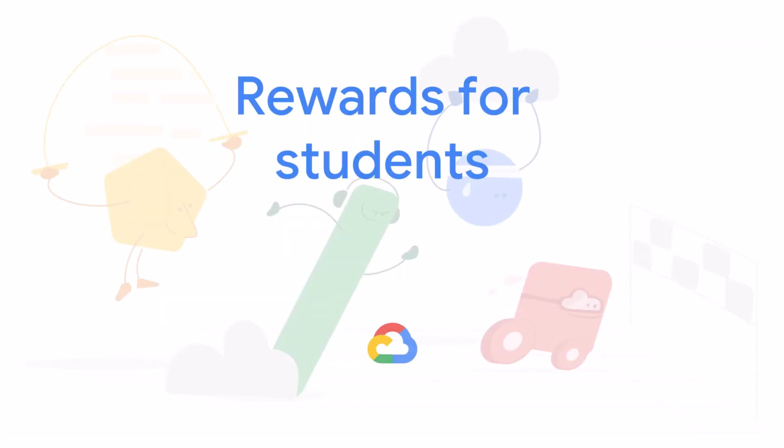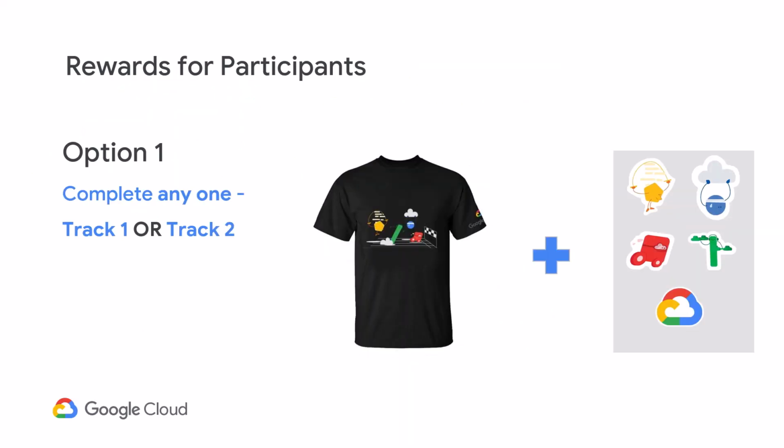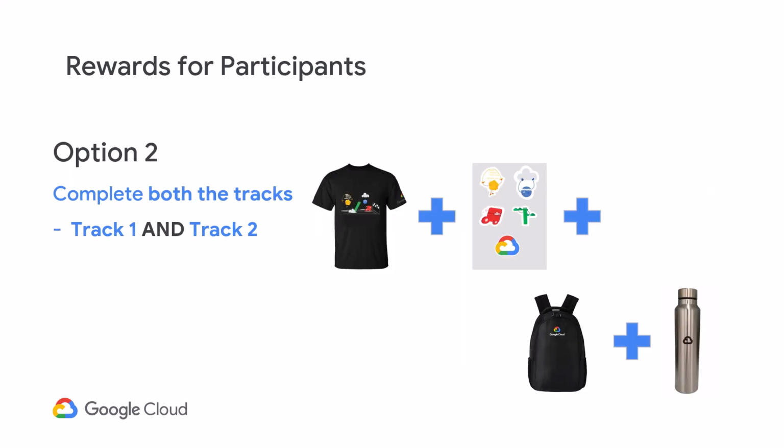So now what happens after you complete all these labs? You will get a huge knowledge about Google Cloud and how all the services in GCP work. And next, you will receive rewards for the hard work you have done. The participants who complete track 1 or track 2 will get a t-shirt and a sticker sheet. The participants who complete both tracks, that means track 1 and track 2, will get a t-shirt, a school bag, a water bottle and a sticker sheet.